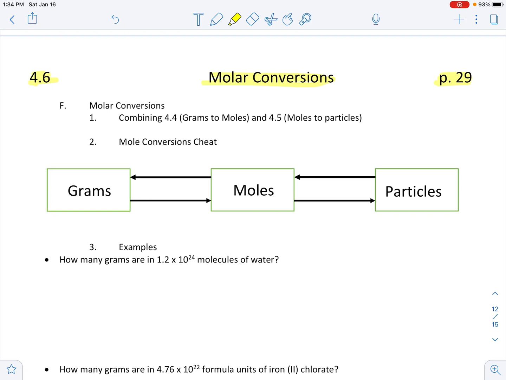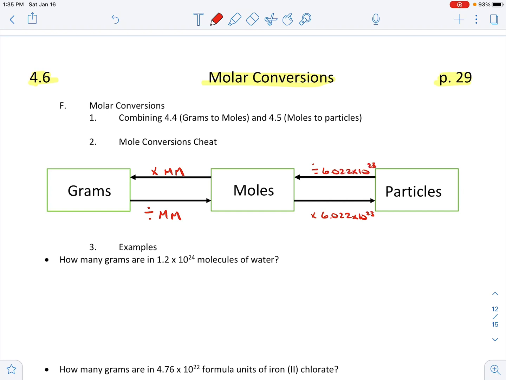Okay, so grams to moles, remember what we did: we divided by our molar mass. Then from moles to grams, we multiplied by molar mass. Then moles to particles, we multiplied by Avogadro's number. And then particles to moles, we divide by Avogadro's number.